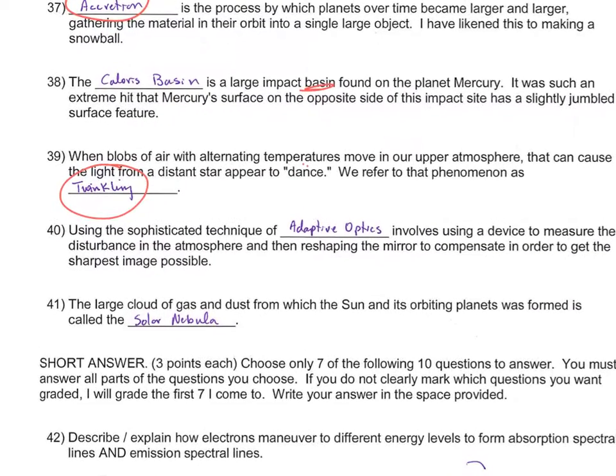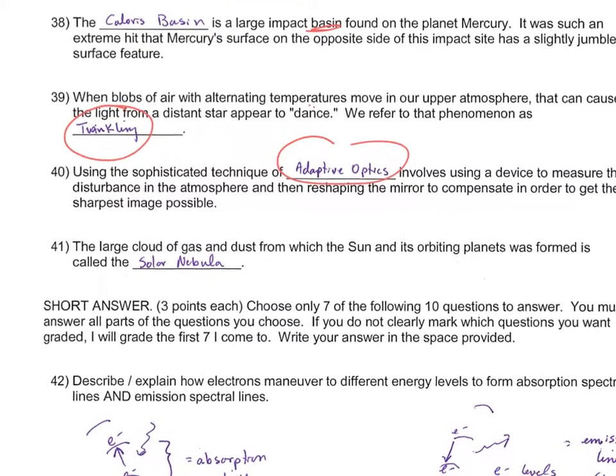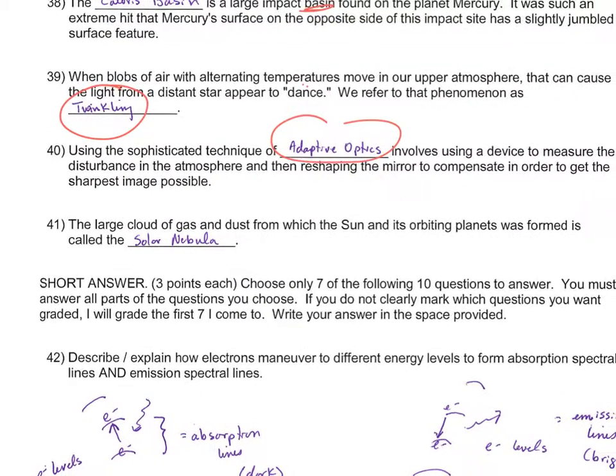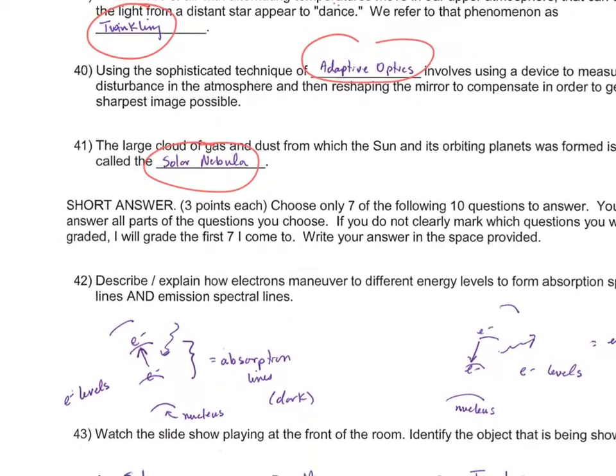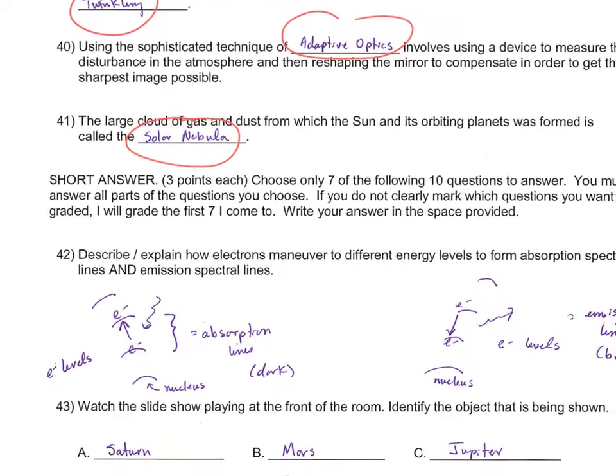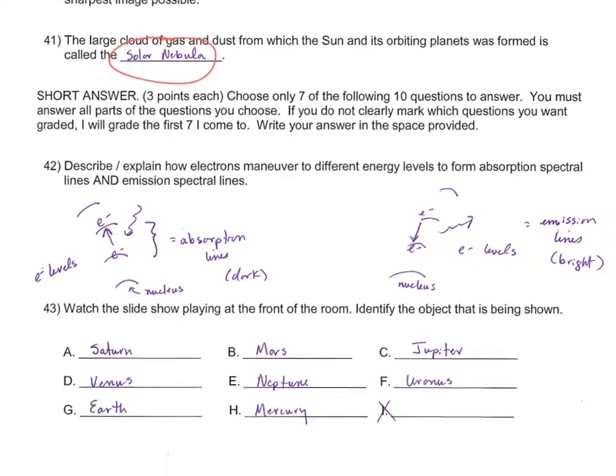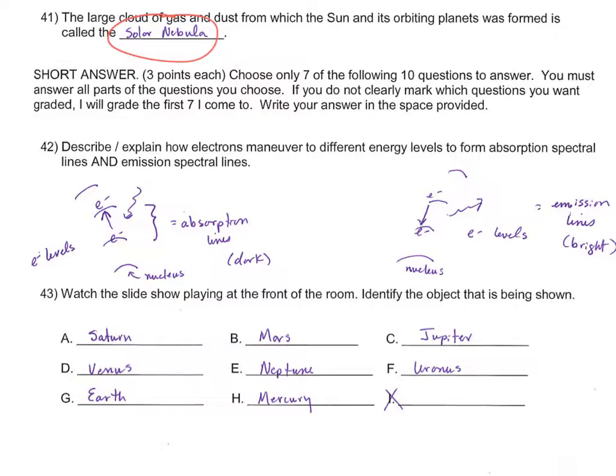Adaptive optics kind of creep me out, but it's where your telescope, and I don't have one of these obviously, is segmented so that the telescope can reshape itself depending upon what the twinkling or atmospheric turbulence is. And then I was after solar nebula, that cloud of gas that created the sun and all the planets, the little chunk of gas that created us and all.